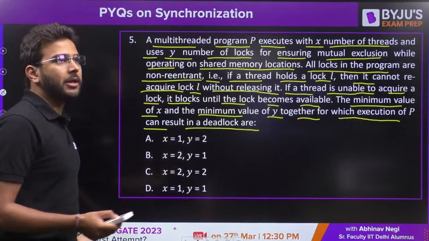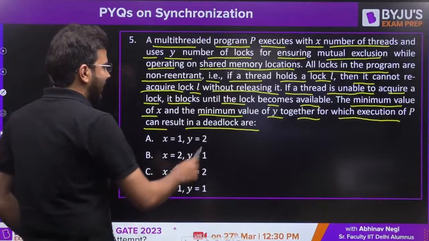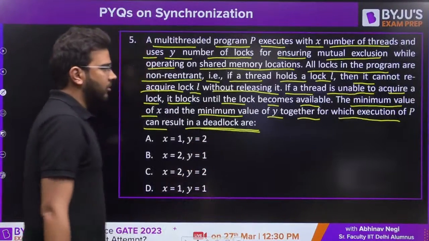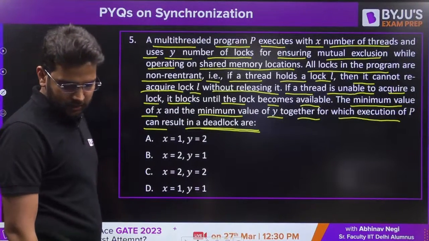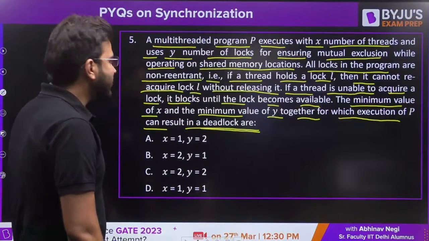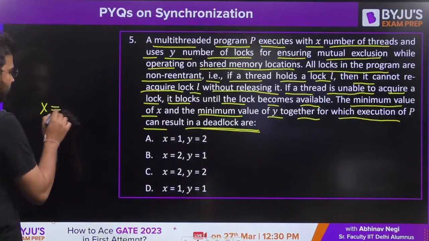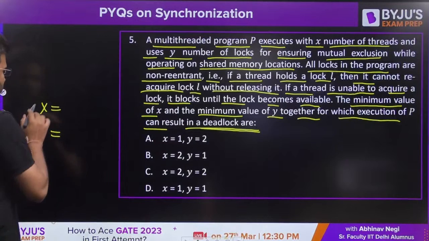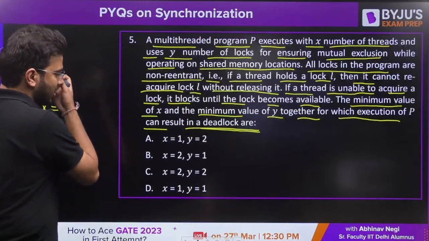What should be the minimum value of x and y so that it can result in deadlock? Meenakshi is saying option D should be correct. Anyone else getting the answer? So here we have to find the minimum value of x, minimum value of y. x represents the number of threads, y represents the locks.